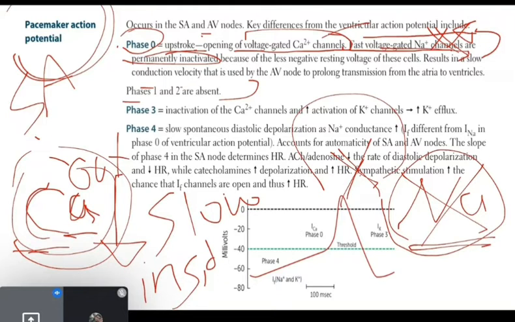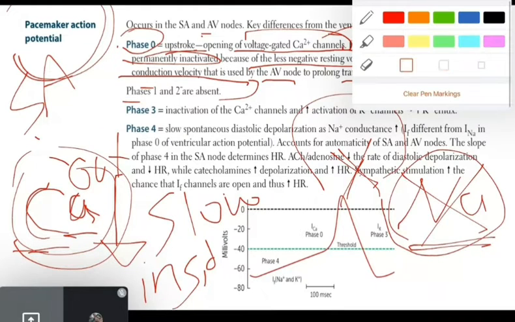So sodium channels are inactivated, and rather than use the sodium channel, we will use calcium channels, because of the less negative resting voltage of these cells. So that's why the sodium channels are inactivated, because they cause a very fast action potential. And if we inactivate this sodium channel, this will result in slow conduction velocity that's used by the AV node to prolong the transmission from the atria to the ventricles.